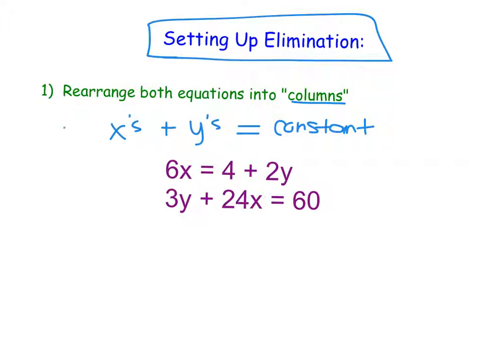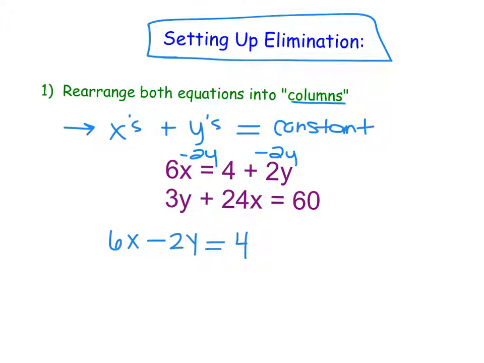So if I set them up with x's, y's, equal sign, constant value, I'm going to start by subtracting the 2y to the left-hand side of the equation. So essentially here I end up with 6x minus 2y is equal to 4. Notice that I have x, y, equal sign, constant. And if you want to use keep, change here, you're more than welcome to.